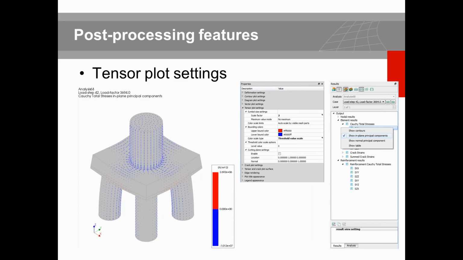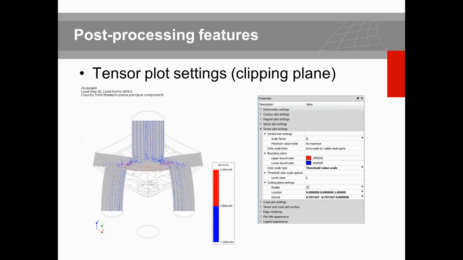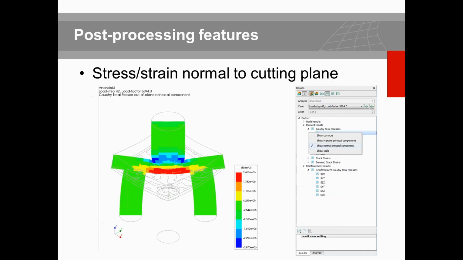We have rosettes for the tensor plots, and a very nice feature is to project them to the outer surface, or you can project them to the cutting plane. This is a very nice feature, especially when you want to see some results which are acting out of a certain section, so you can monitor that.